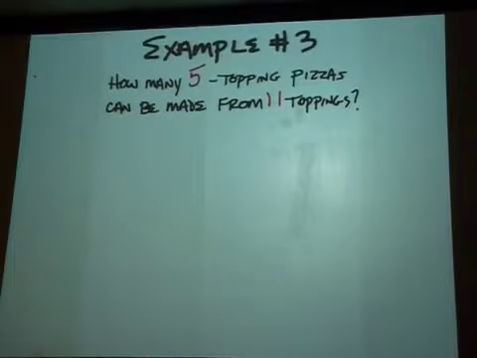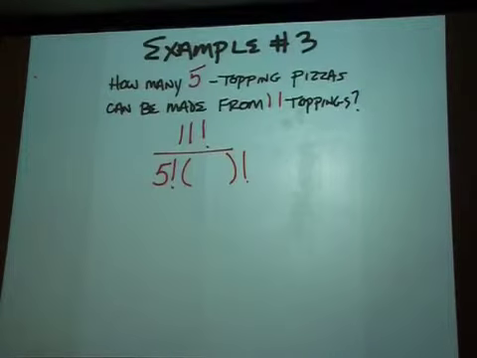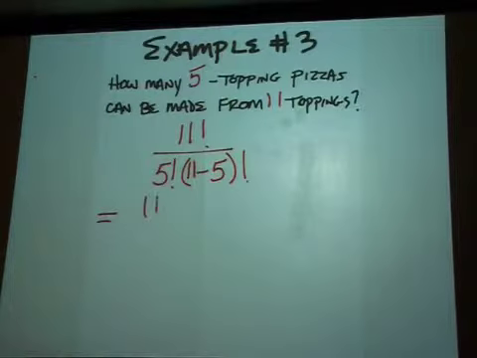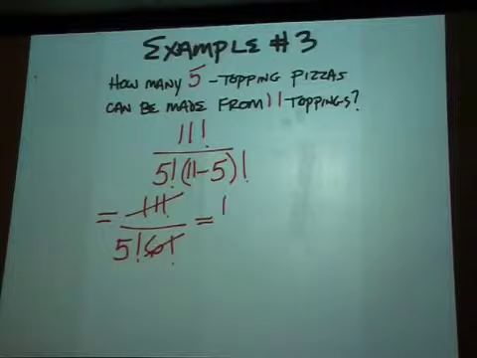How many different pizzas can I make from 11 toppings if I'm choosing 5 toppings at a time? It will be 11 factorial on the top, 5 factorial on the bottom, and then the quantity factorial of 11 minus 5. So that simplifies to 11 factorial on the top, and on the bottom, 5 factorial times 6 factorial. And what we can do here is cancel the 11 factorial and 6 factorial to be 11 times 10 times 9 times 8 times 7.